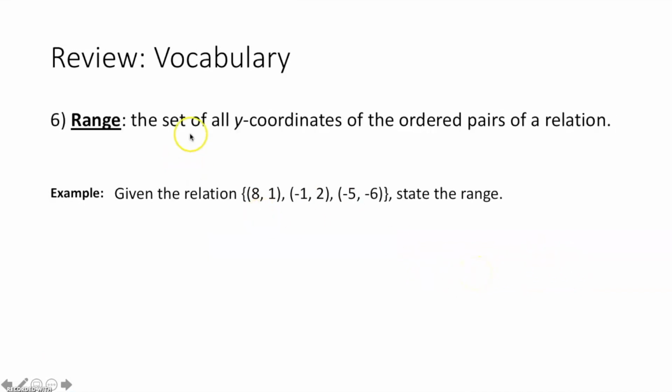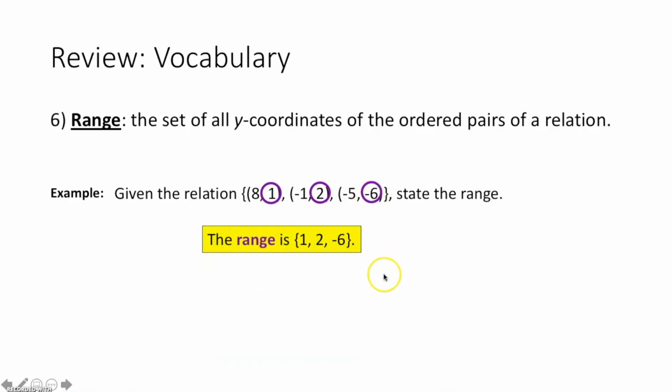Now, the range is going to be the set of all y coordinates of the ordered pairs of a relation. So here we can see, given the relation, and we have the same relation as before, we have the same set of ordered pairs, state the range. Now, this is going to be all the set of y coordinates. So 1, 2, -6. That's going to be your range. And again, if you're thinking about a graph with an x-axis and a y-axis, the y-axis is going to represent all the elements of your range.